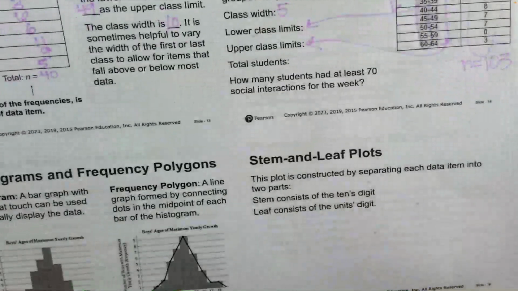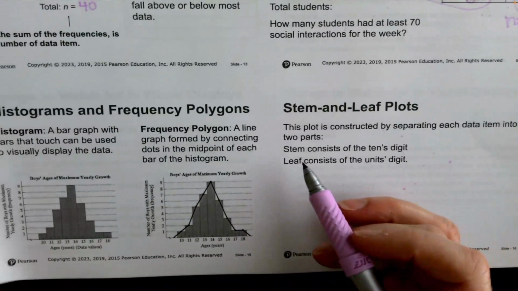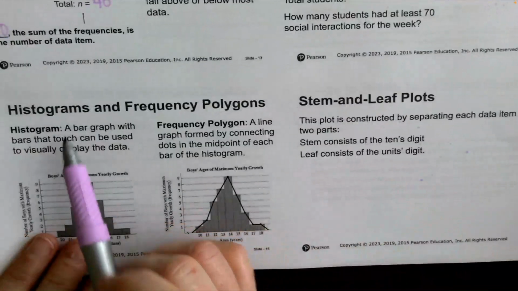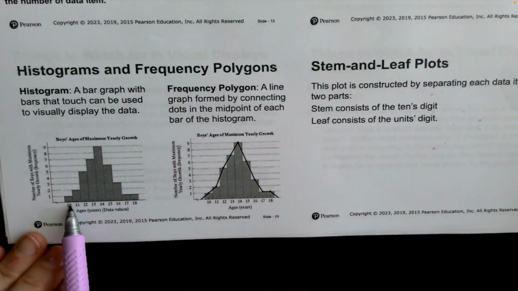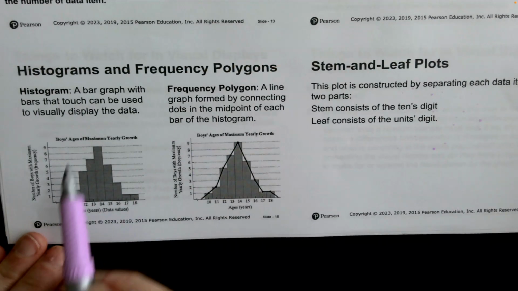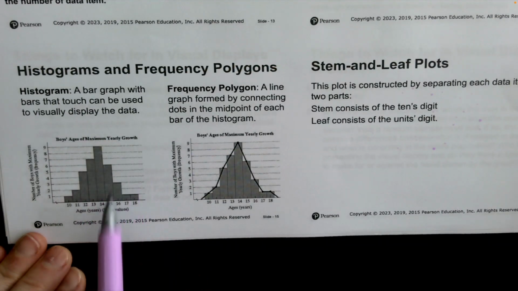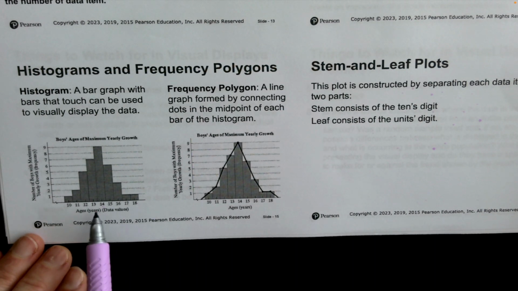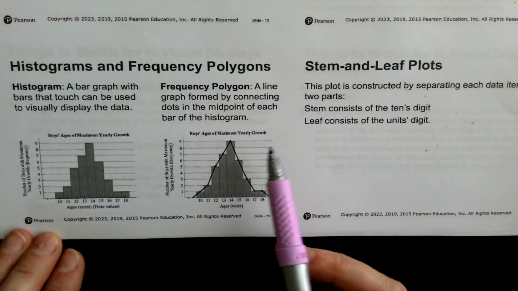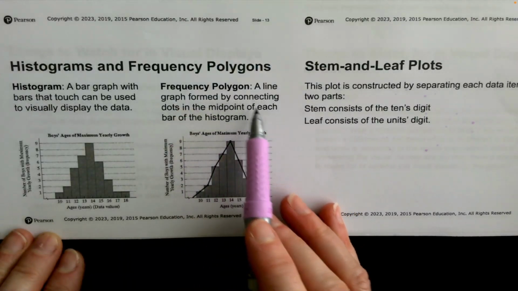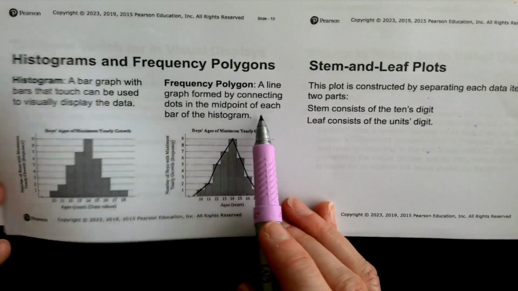Okay, here are a couple other types of ways to show your data. Histogram, so it's like a bar chart. So you would look and see the boys' age of maximum yearly growth. That was the same data that we had for our frequency distribution, but this is as a bar graph. This is a frequency polygon, a line graph formed by connecting the dots at the midpoint of each bar on the histogram.